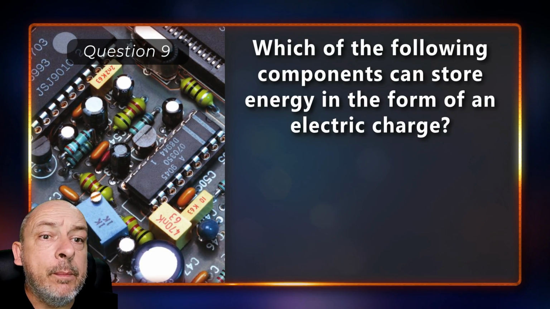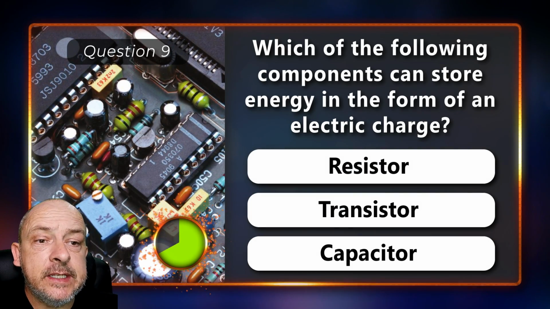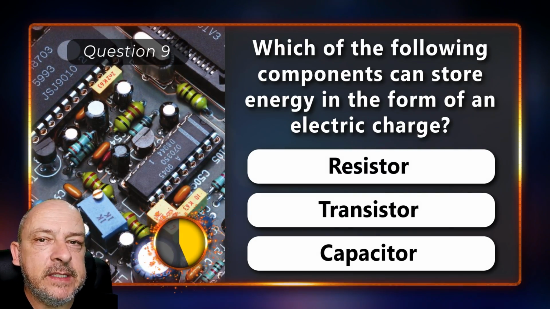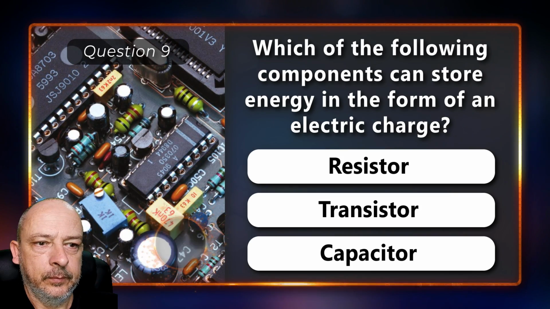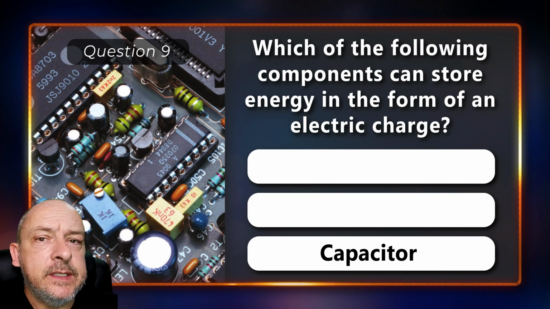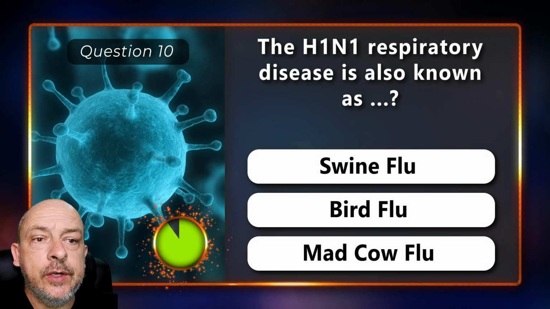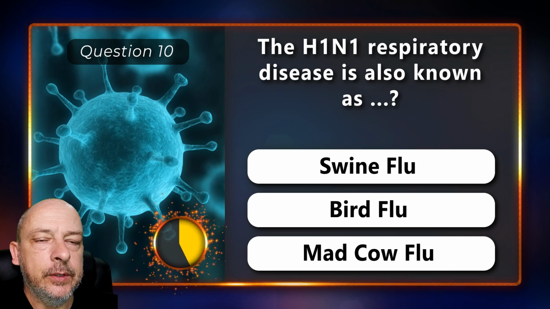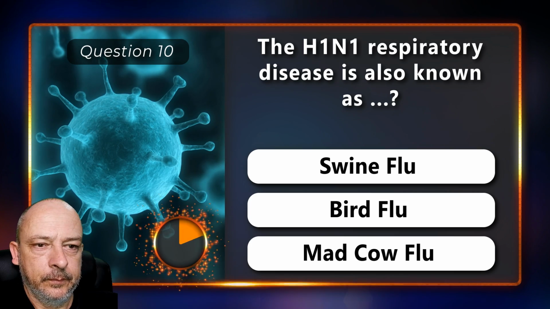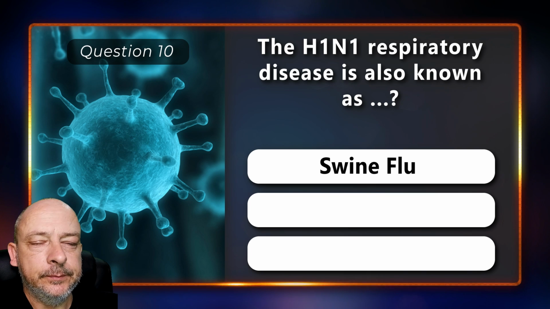Which of the following components can store energy in the form of an electric charge, a resistor, a transistor or a capacitor? The correct answer is capacitor. And the H1N1 respiratory disease is also known as swine flu, bird flu or mad cow flu. It is swine flu.